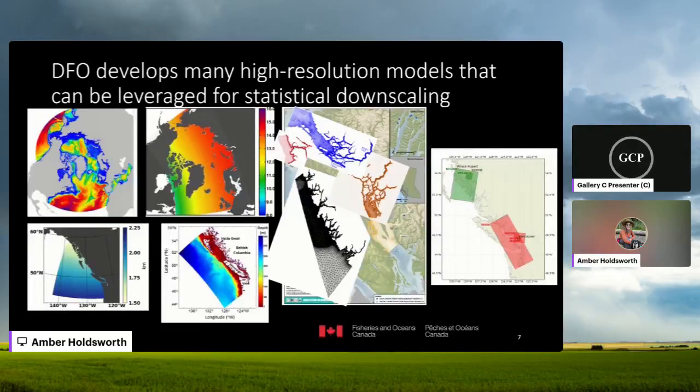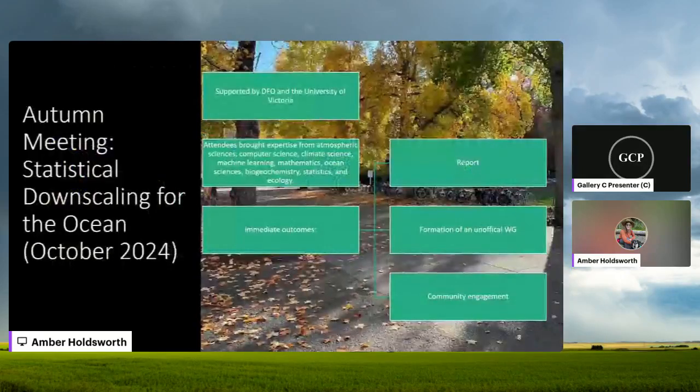Here's just a smattering of examples from the Pacific of different high-resolution models. Particularly useful for the really high-resolution models you see here, which can be difficult to run for the 30 years required for climate projection. And so to try to advance the science of statistical downscaling for the ocean, I organized a working group meeting at the University of Victoria in collaboration with Adam Monahan. And we invited attendees from atmospheric sciences, computer science, climate science, machine learning, mathematics, ocean sciences, biochemistry, statistics, ecology, and maybe other things I didn't include.